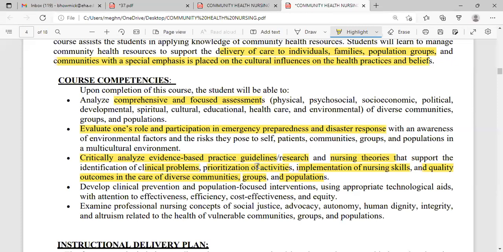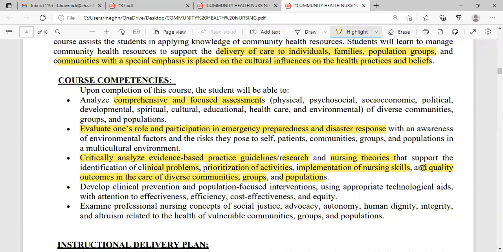So a patient has a bleeding, you have to stop the bleeding. A patient's blood pressure goes down, you give the IV fluid, right? So it is the prioritization. So what is my plan? I have to implement it. Intervention, we call implementation of nursing skill.